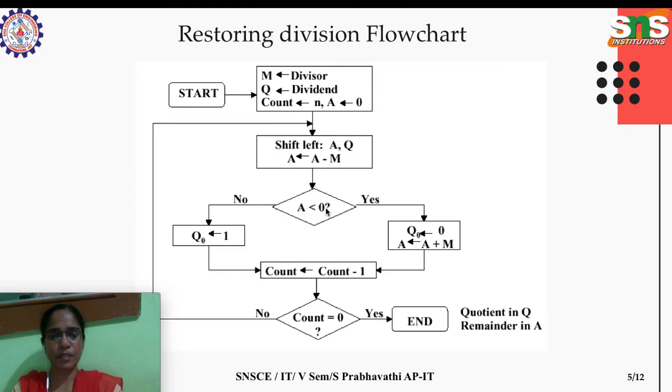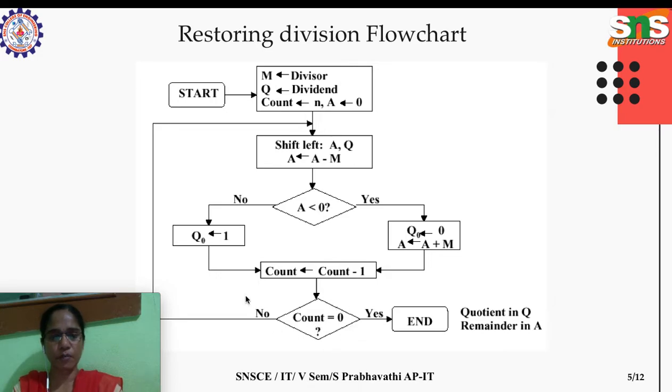If the MSB is negative, meaning the value is less than 0, we set the quotient bit to 0 and restore the dividend by adding the divisor back to A. Otherwise, we set the quotient bit to 1. Then one cycle is over, we decrement the count, and we check whether the count has reached 0 or not.